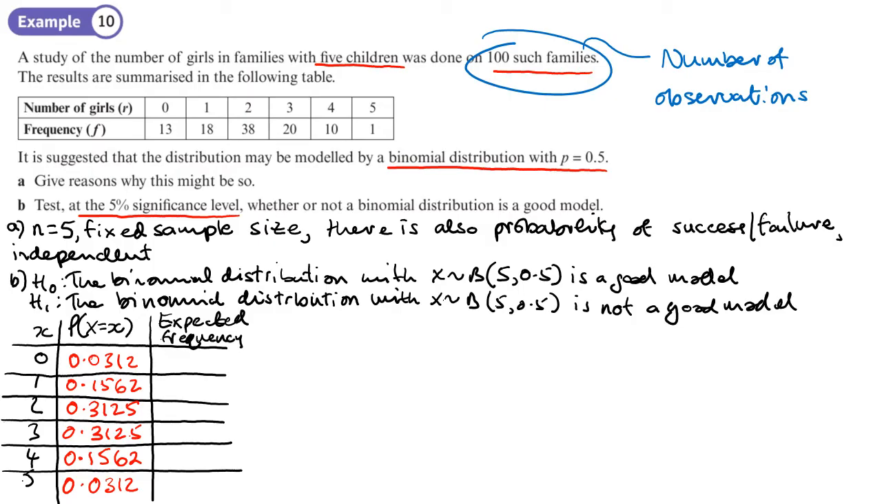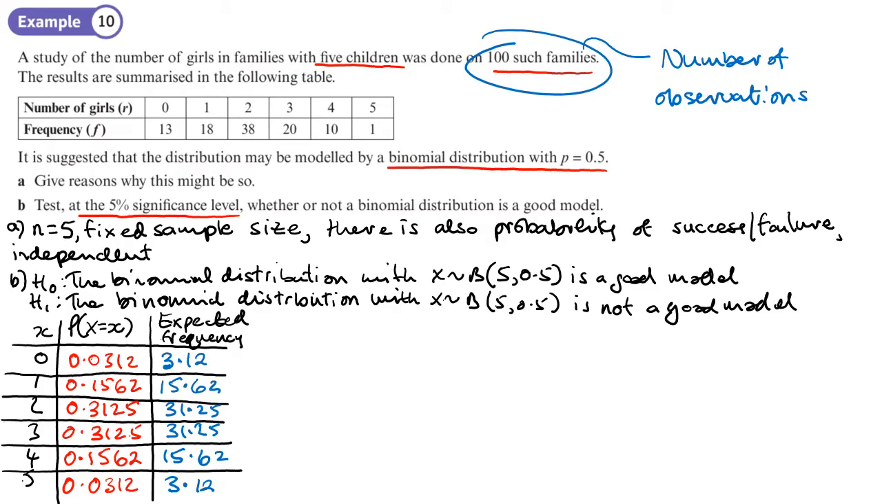So I take my expected probabilities, times them by 100, they're going to go in the last column. So I will get 3.12, 15.62, 31.25, 31.25, then the same at the bottom, 15.62, and then 3.12.